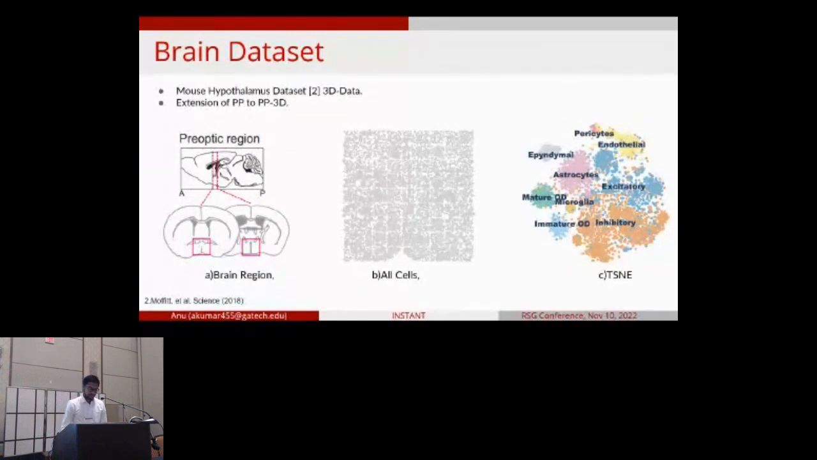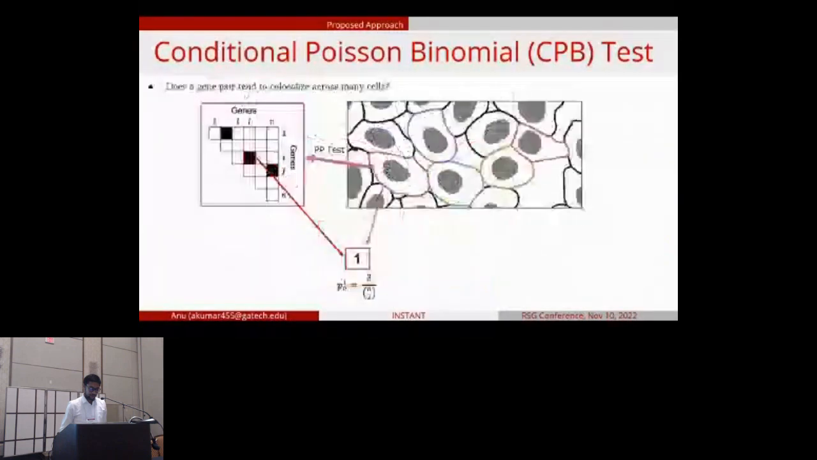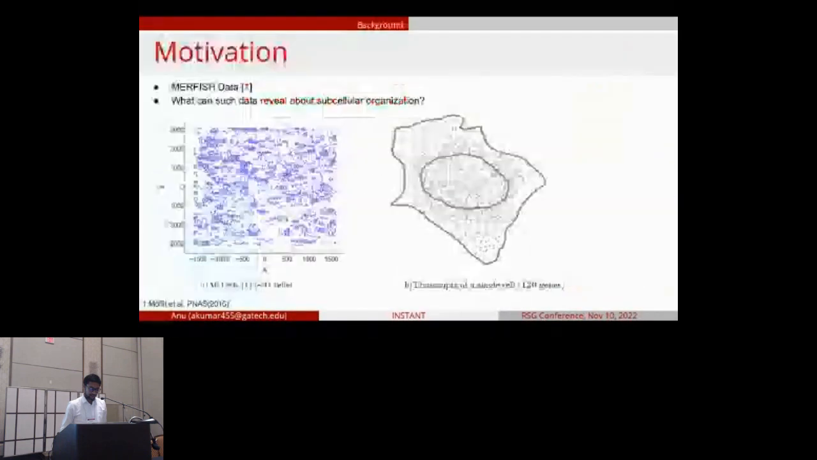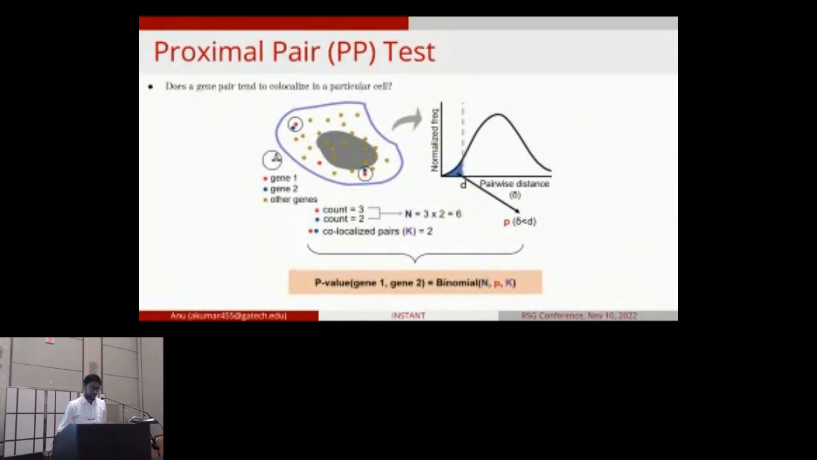Yeah, okay. So in a cell, let me go back to our PP test. If I understood the question correctly, the question is, when we try to find if gene 1 and gene 2 co-localized in a cell, are all the transcript pairs considered? Yes. You see there are three gene 1, two gene 2 transcripts, so N is total 6. So you then ask the question if 2 co-localized pairs is significant in 6. So yeah. Okay.